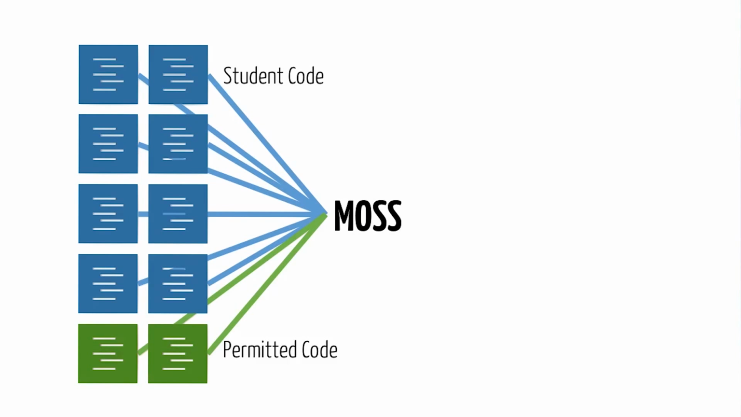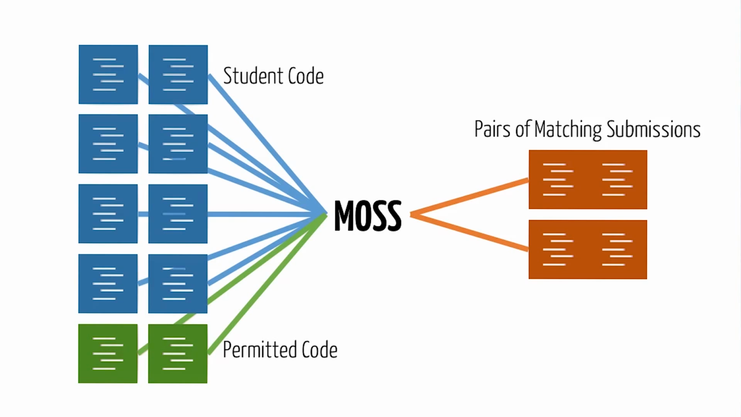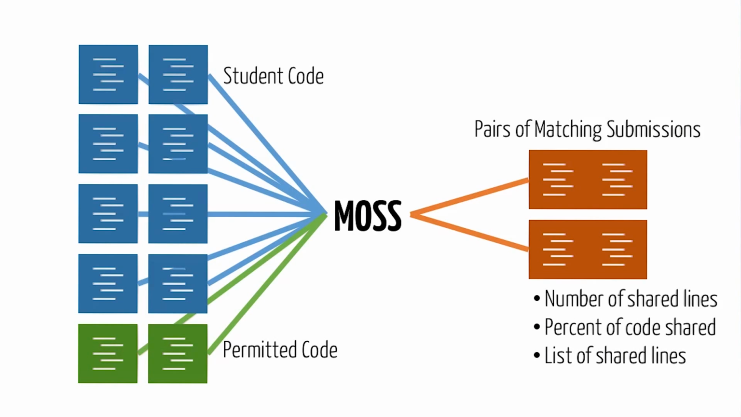You upload it all to a server via a Perl script, you wait a few minutes, and then you get the results. The results are in the form of pairs of matching submissions, pairs of files that were found to have identical or very similar code. Part of this report are the number of shared lines, as well as the percent of code that's shared, and then it also provides an interface for easily navigating amongst the perceived shared code.